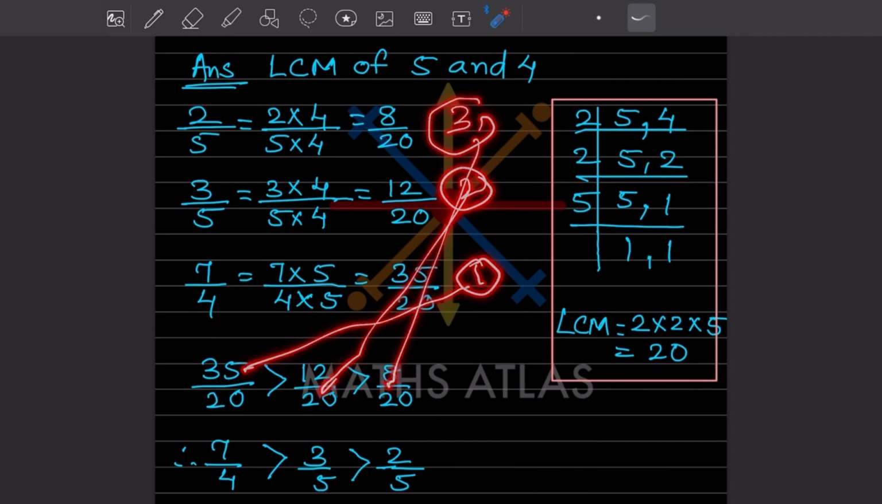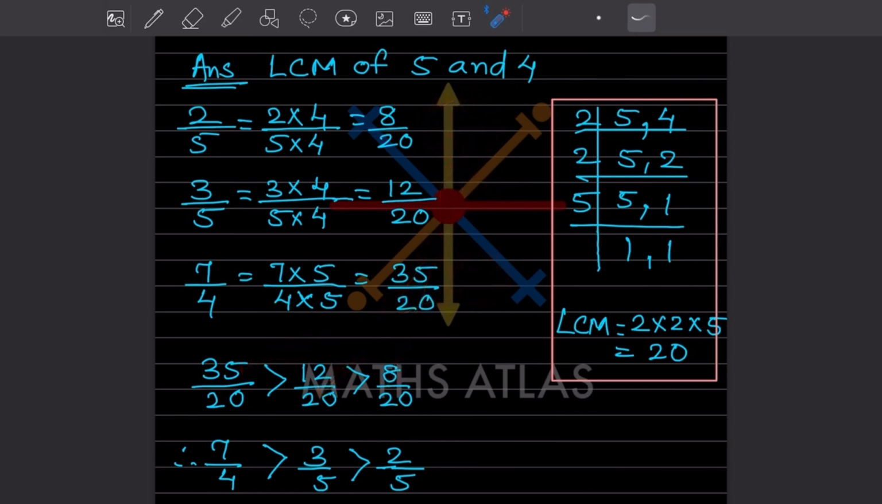Now look at the signs. We have to open the crocodile's mouth towards the bigger number. It will go towards the bigger side. If it is here, it means the number here is going to be bigger. When we compare this and this, 35 is bigger, so we open the mouth over here. Again when we compare this and this, 12 is bigger, so we open the mouth over here.